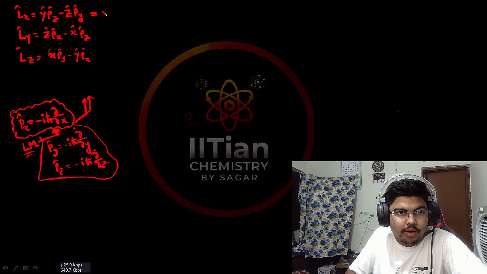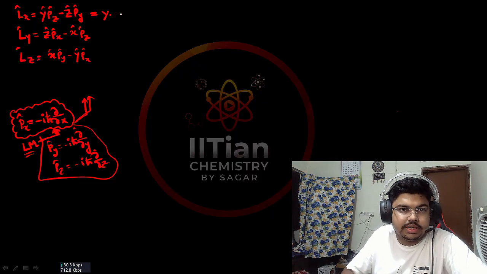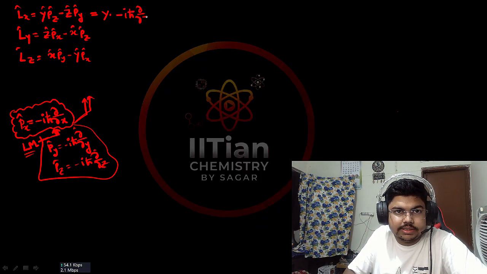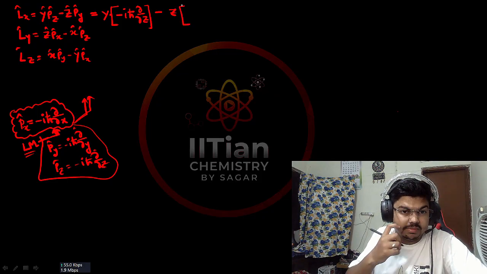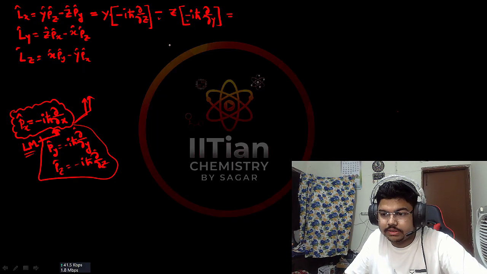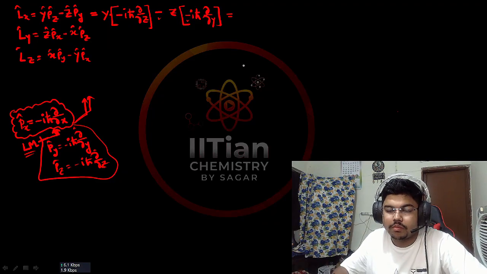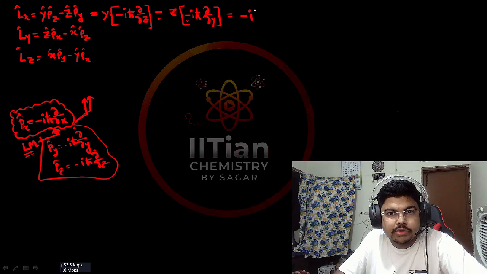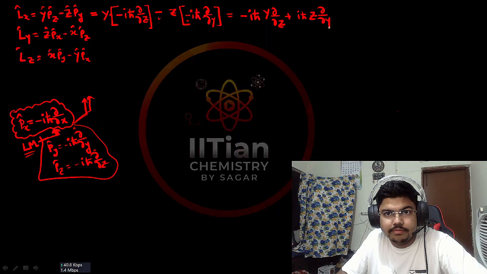What we are getting, y into pz means minus iħ del/del z, minus iħ del/del z, minus z into py means minus iħ del/del y, minus iħ del/del y. No issues. Let's simplify it. Minus plus. Okay, we can write minus iħ y del/del z plus iħ z del/del y. No problem.